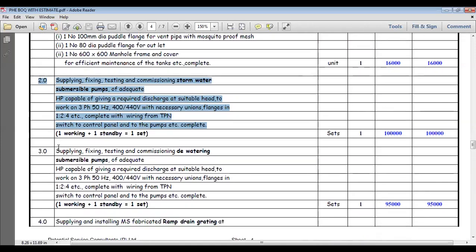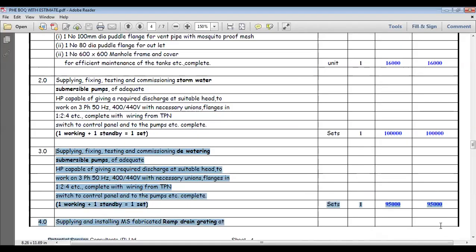For the dewatering pump: supply, fixing, testing and commissioning of the dewatering submersible pump of adequate HP. These are the things you have to put.